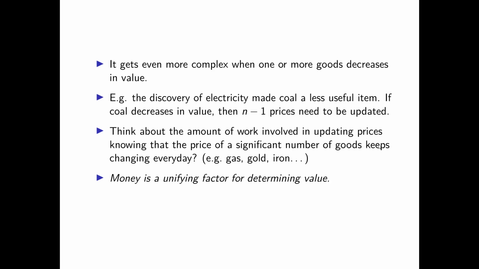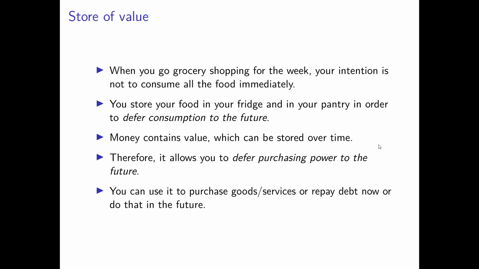Okay, it gets even more complex when one or more goods decreases in value, like I just said. The discovery of electricity made coal a less useful item. If coal decreases in value, then n-1 prices need to be updated. Okay, think about the amount of work involved in updating prices, knowing that the price of a significant number of goods keeps changing every day, like gas, gold, iron. I mean, who is going to take care of updating all this every single day? This is insane. So money is a unifying factor that we use for determining value, and it's more practical in that sense.